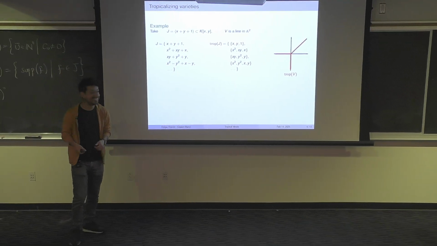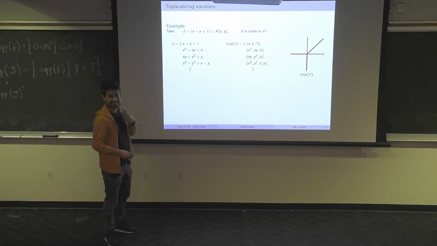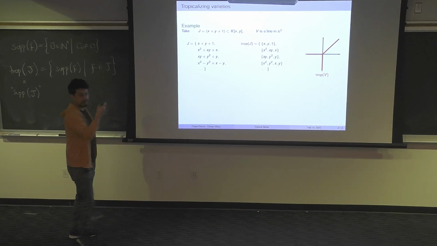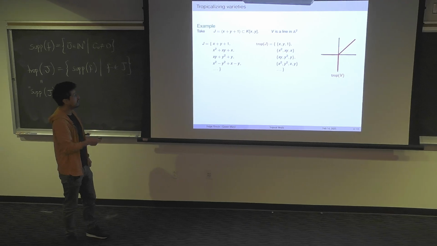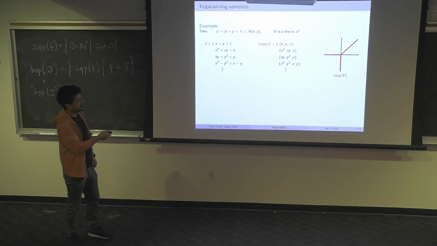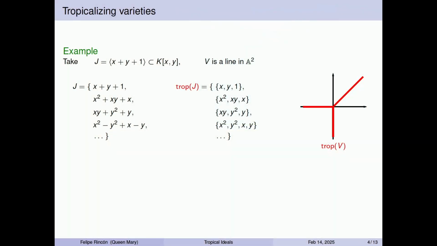Please ask me questions just to make sure that we all understand. So let's tropicalize a line, a very simple ideal, a very simple line in two-dimensional space. Let's say that our line is the zero locus of x plus y plus 1. So x plus y plus 1 equals 0. That's the line we want to tropicalize. Let's consider this ideal with coefficients in some field, our favorite field, maybe the complex numbers. So as an ideal, J consists of the generator, but also x times the generator, y times the generator.